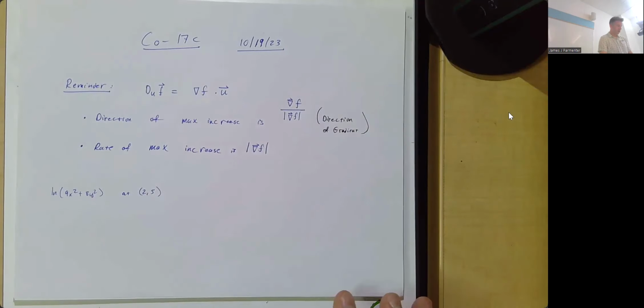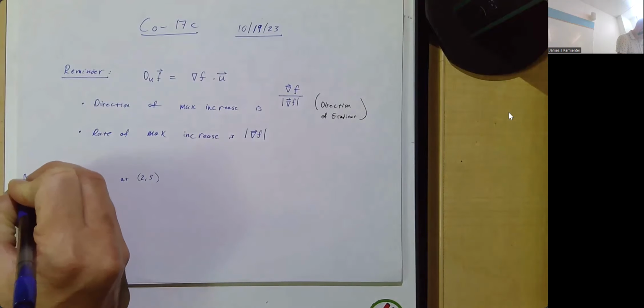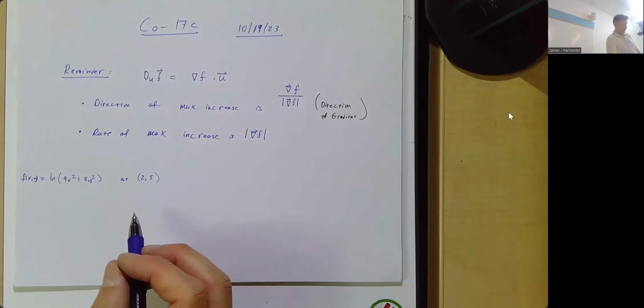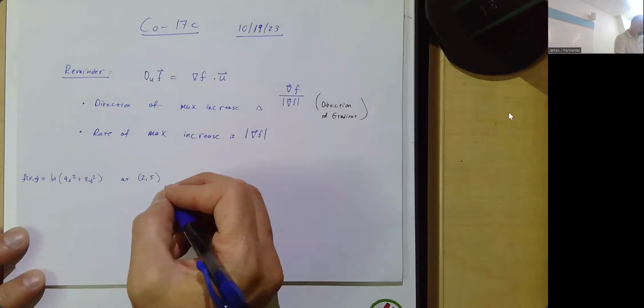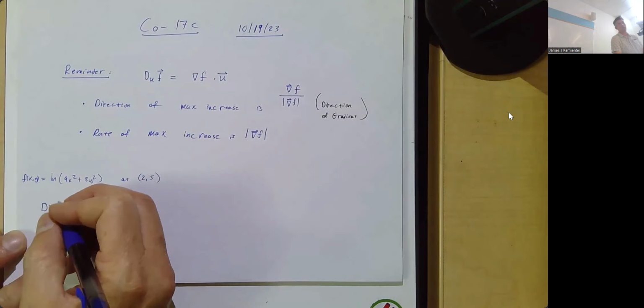Cool. So if our function f of x, y is given by the natural log of 9x squared plus 8y squared. Is that correct? Yes. Cool. And we want to find the direction. Was it the direction or the rate? I mean, we can answer both really, but sure.